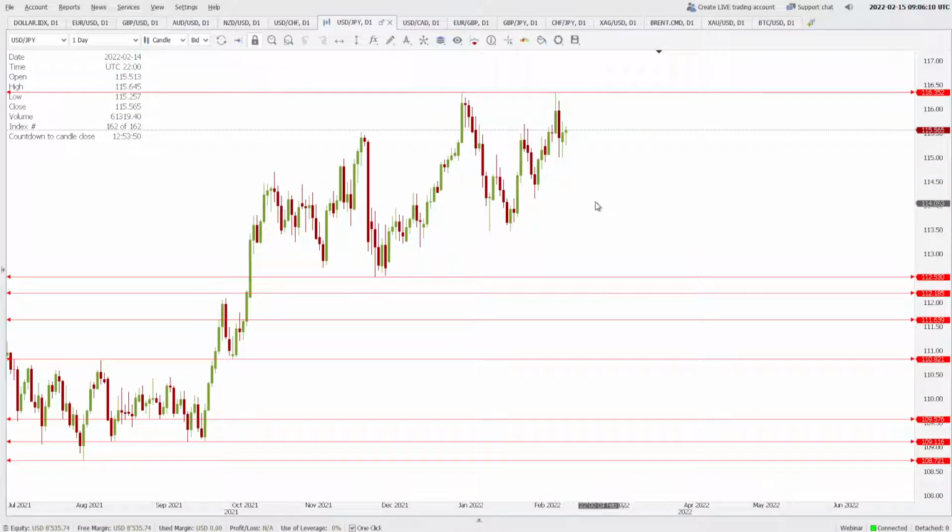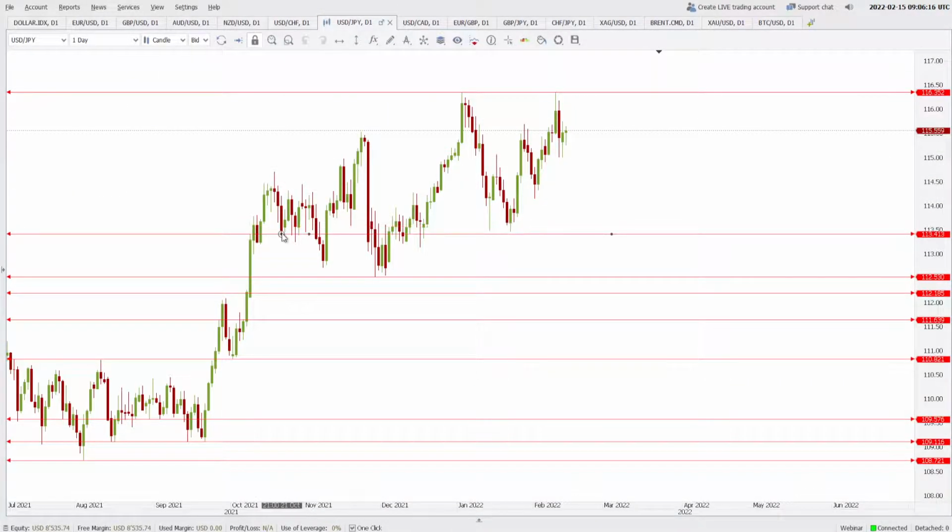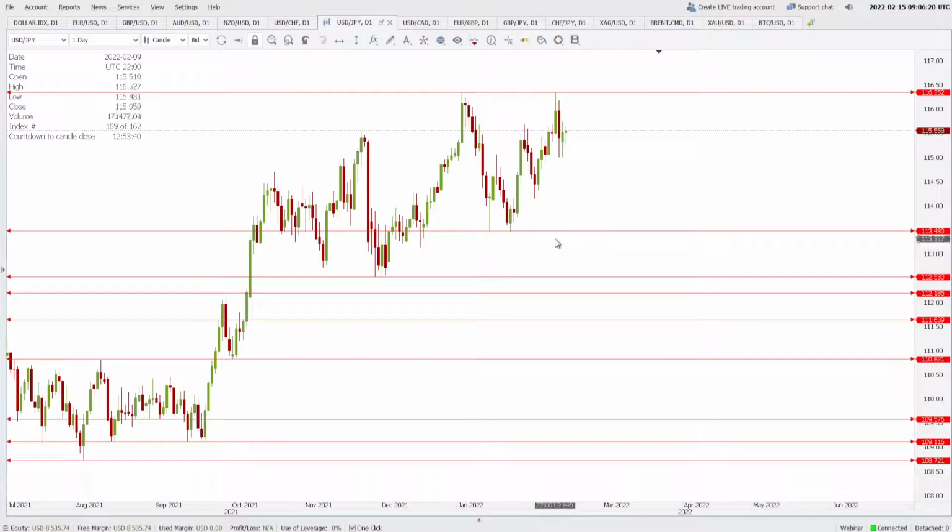On the lower side, we have a support at around 112.53. Also this area here may also give some support. I think we should draw this, not this one, but yeah, this area here around 113.48, 113.50 region.